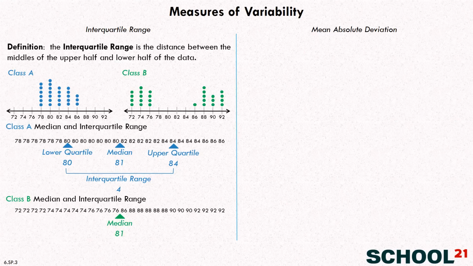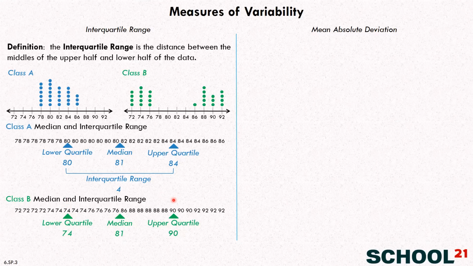Okay, those are 10 apart. 76 is 10 away from 86. So 5 is halfway, and that's 81. Okay, now let's find the lower quartile. That is at 74, and the upper quartile, which is at 90. And again, the way we'd find those is by just counting up the number of data points here and finding the middle one, and it happened to be 74 and 90.